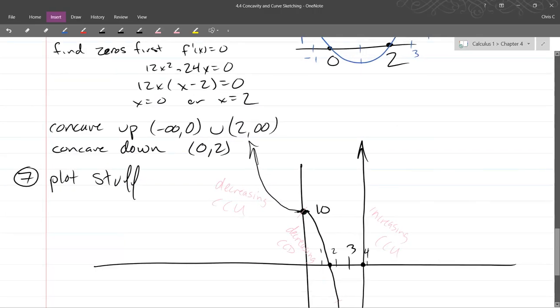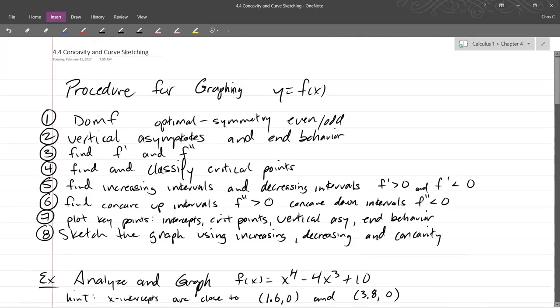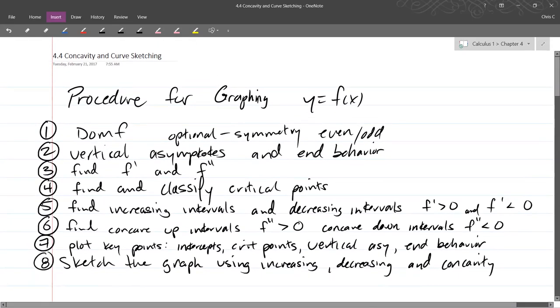And this should all be in your notes, but in case it's not, this is the procedure I want you to do right now. And you can check back with what we did yesterday to see how it looks. So you're going to find step 1 and 2 are pretty much linked together. When you exclude that x value, you're doing it because it's a vertical asymptote as well. So go ahead and get started. Try to do 1 through 8. Get as far as you can.